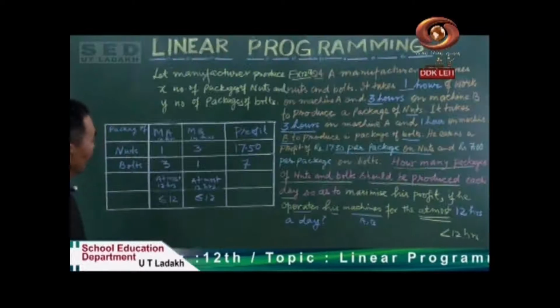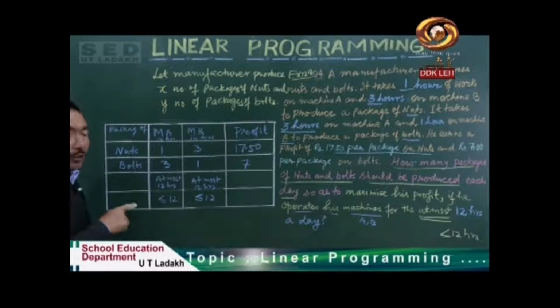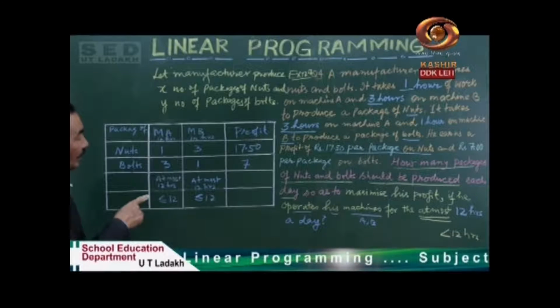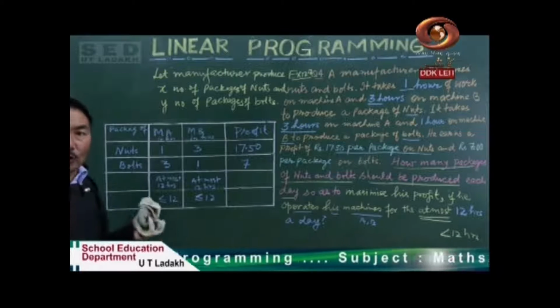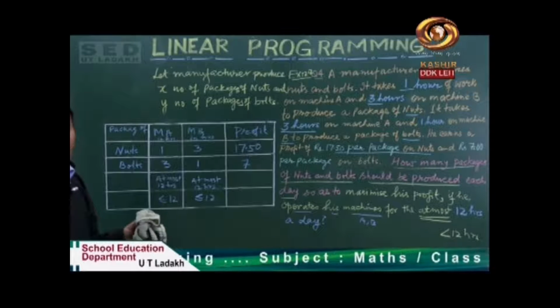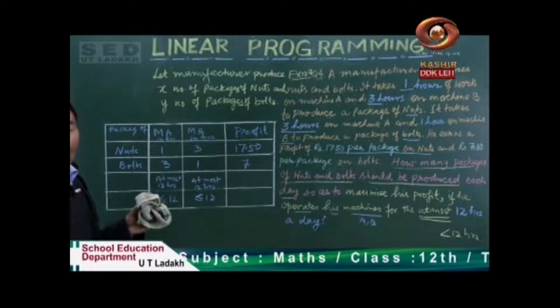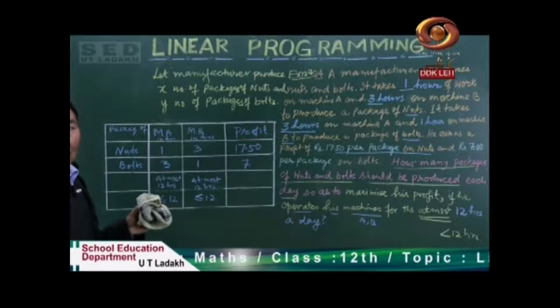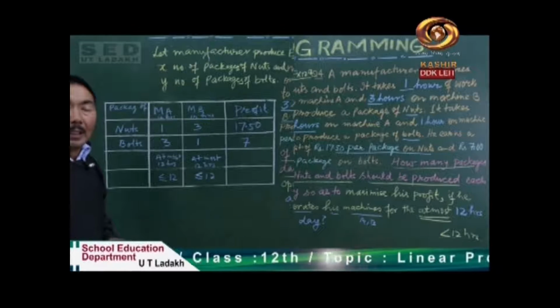This is the constraint. So we have to find the objective function and the constraints, and the objective function and constraints together are known as the mathematical formulation for the graphical representation.